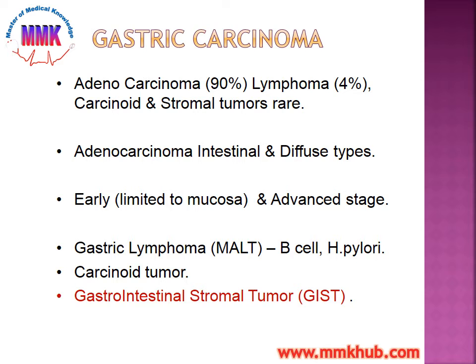Adenocarcinoma can be of intestinal and diffuse types. If it is limited to the mucosa, it is labeled as early gastric carcinoma, while if it has extended beyond the mucosa, then it is advanced stage gastric carcinoma. Gastric lymphoma is of B cell origin, and it has association with H. pylori infection.